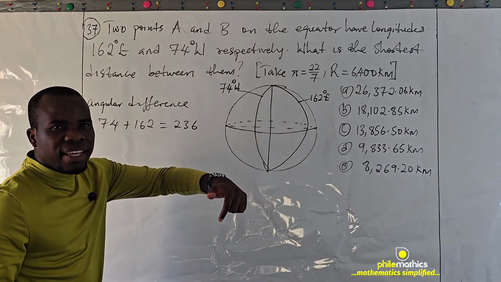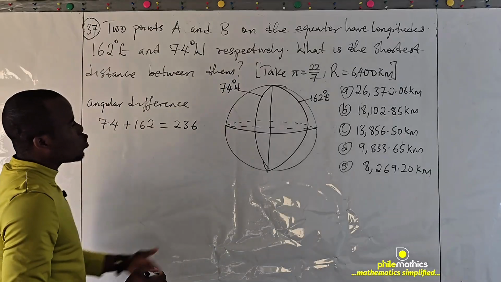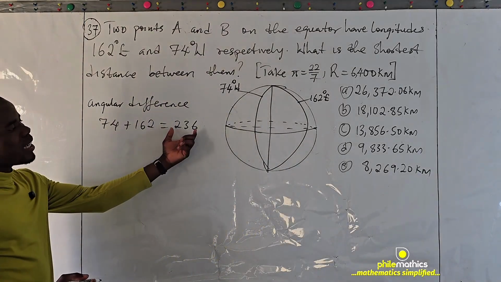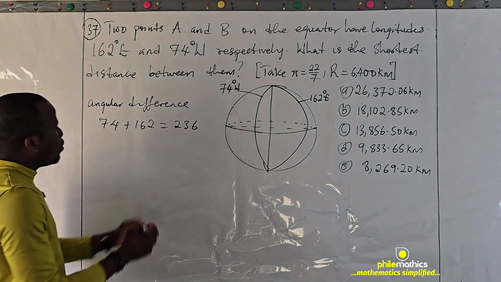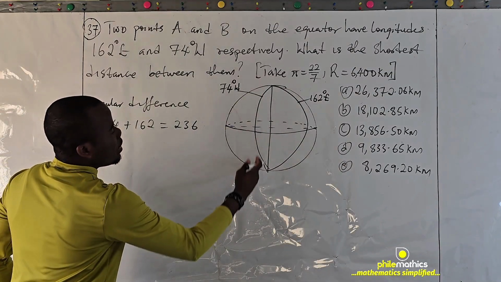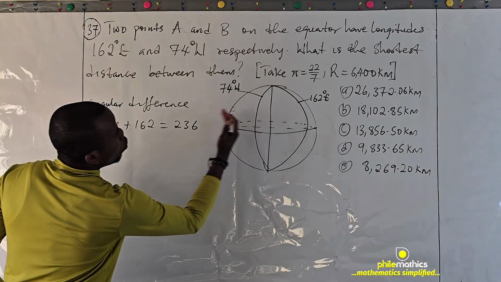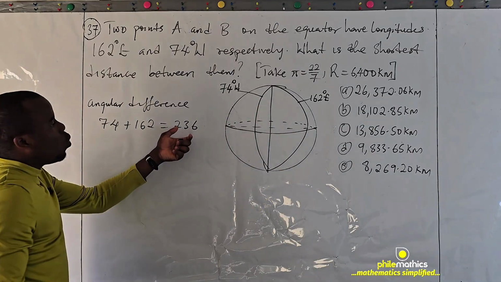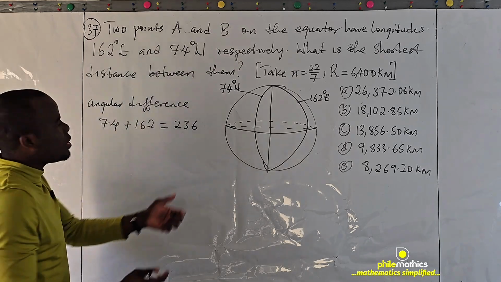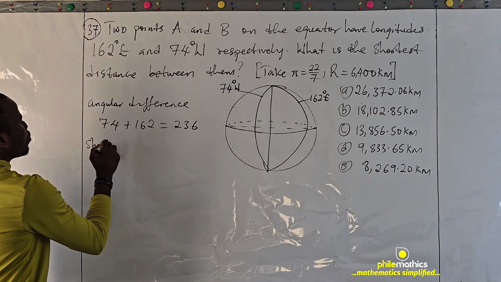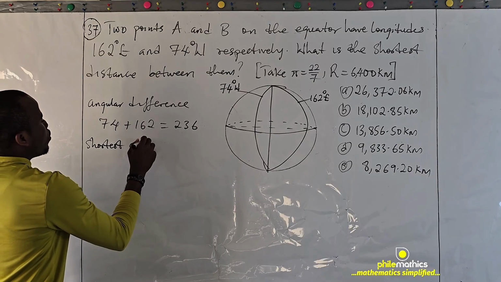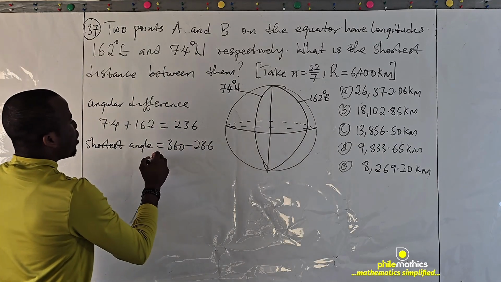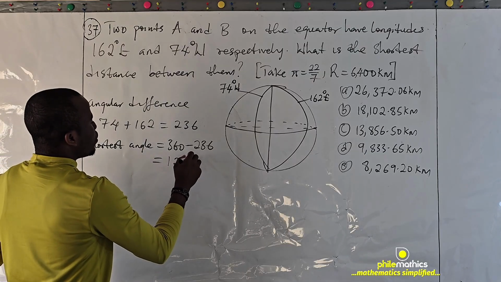Since we are interested in the shortest distance, the shortest distance is the other way around, such that we subtract it from 360 degrees, because this is divided like from 0 to 180. Since it has exceeded 180 degrees, we need to look for the other side that makes it 360. So the shortest angle first is 360 minus 236, and this is 124 degrees.